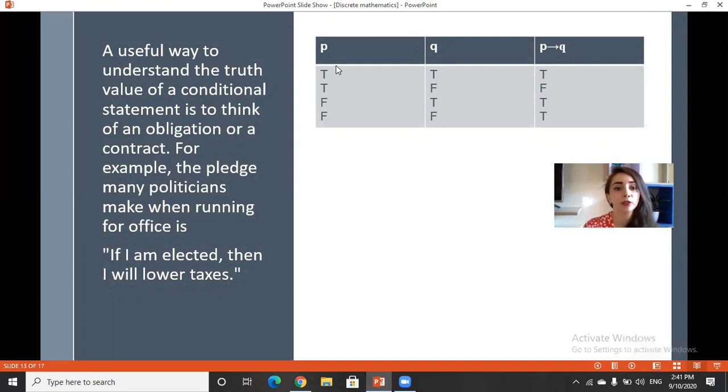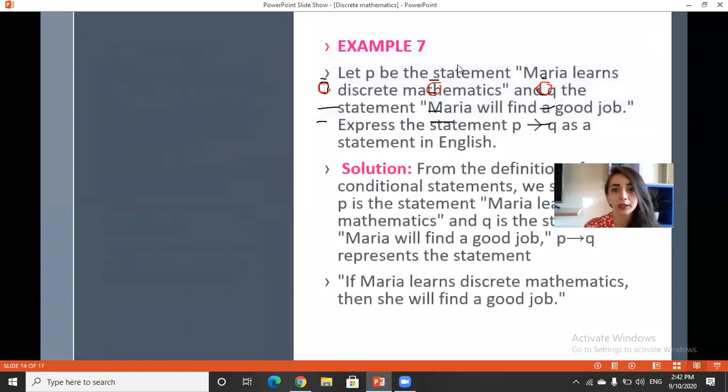So here is the truth table of a conditional statement. See please, if both of them are true, the answer is true. If the first one is true, but the second one is false, the answer is false. Otherwise, the answer is true. Let me differentiate. If the first one is true and the second one is false, the answer is false. Otherwise, the answer is true. And let me clear the drawings.